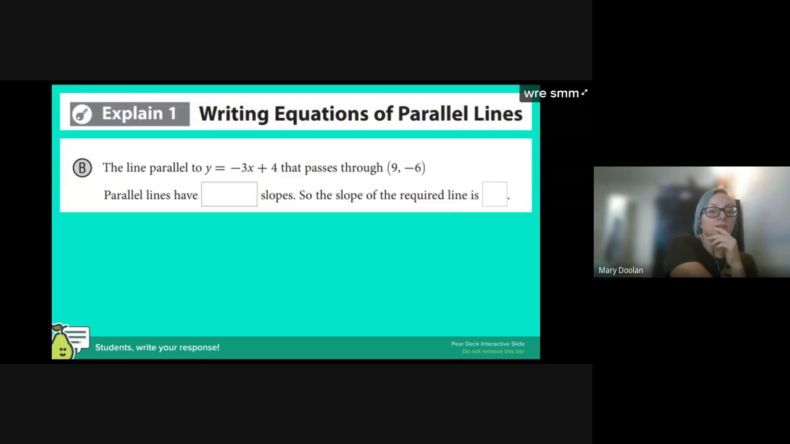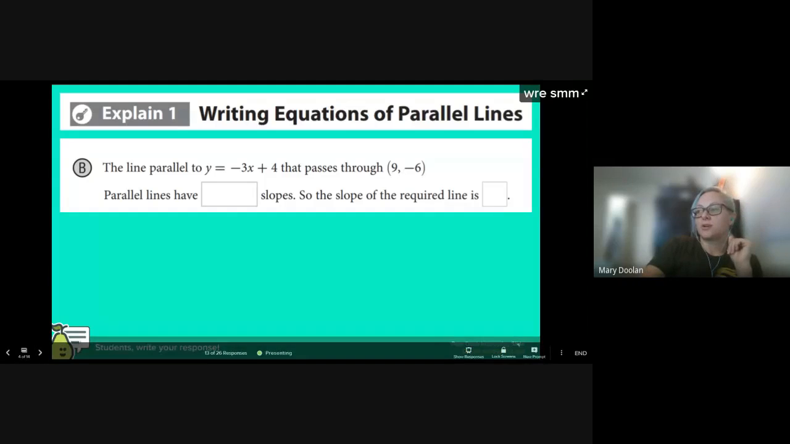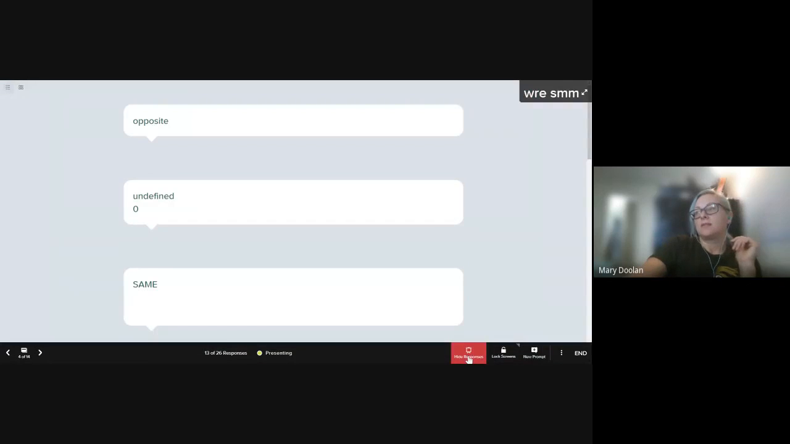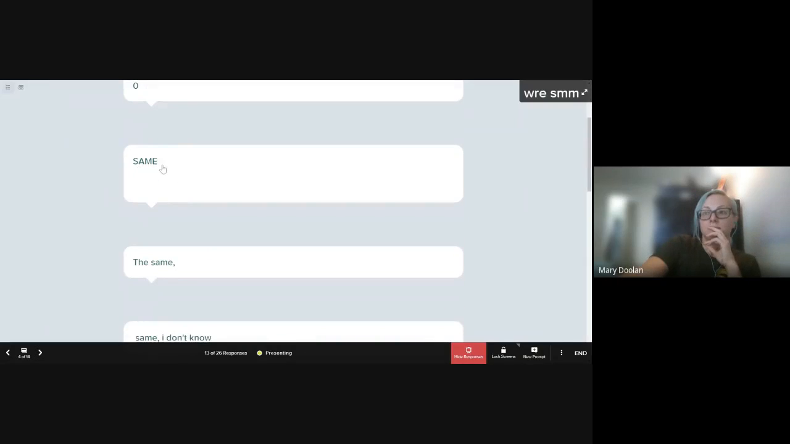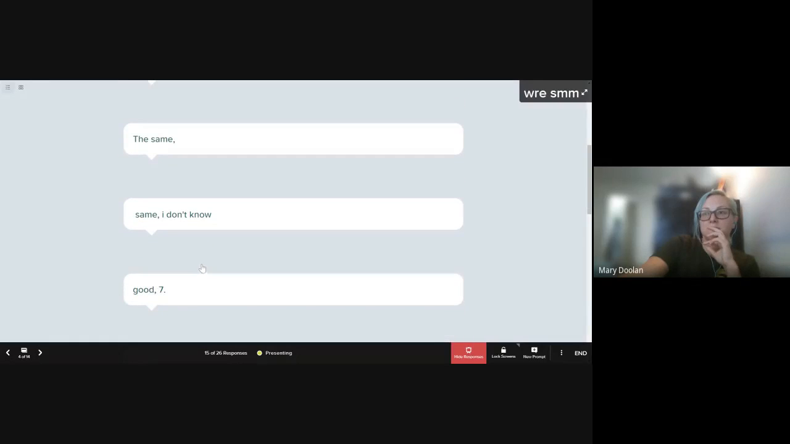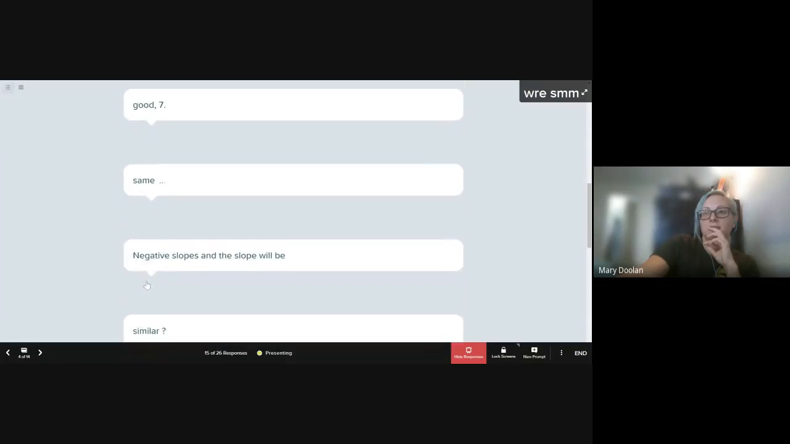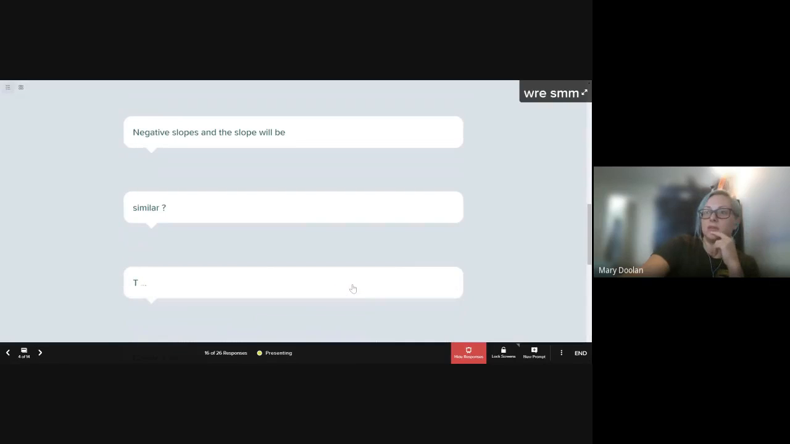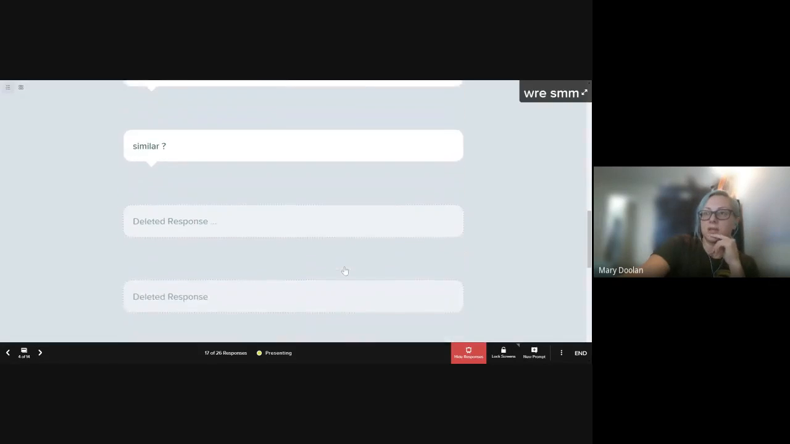Parallel lines have parallel slopes. I understand where you're coming from to write parallel there, but that's not exactly the word we want to have here. So I'm going to go ahead and show the responses real quick. Same, and then I don't know. Same works. Another word that would work there is equal slopes, the same slope or equal slopes.